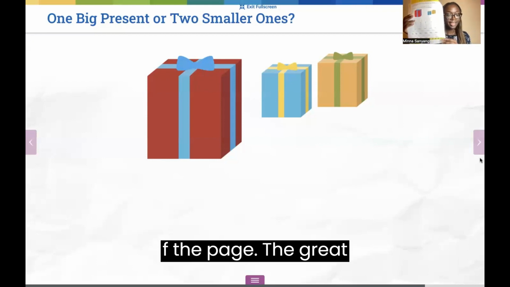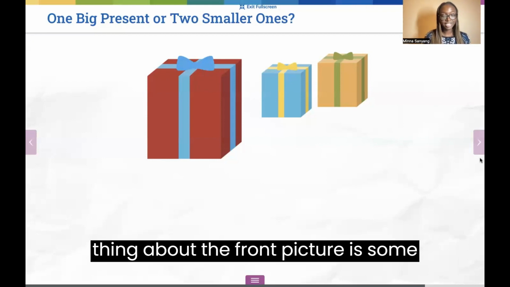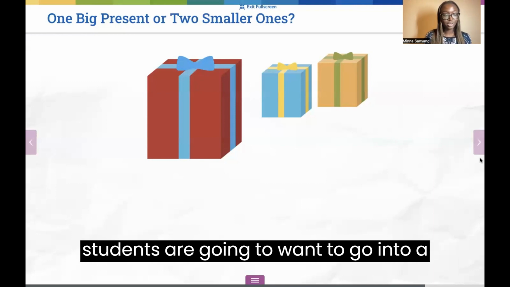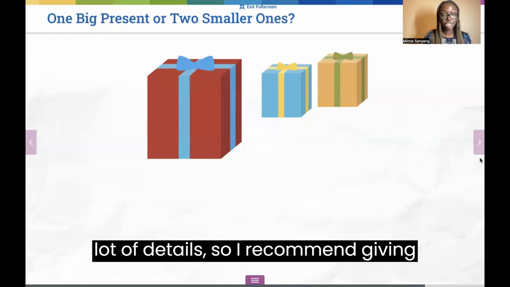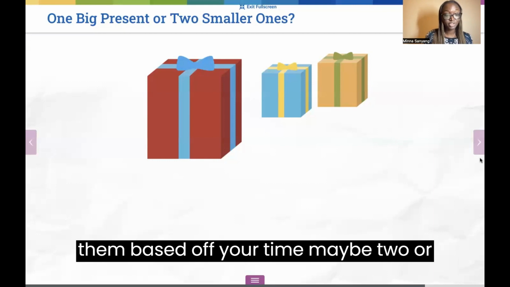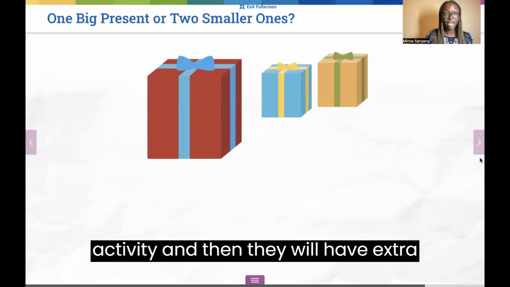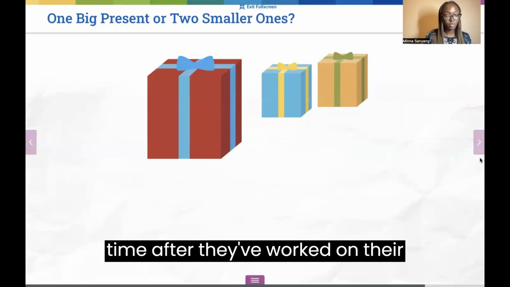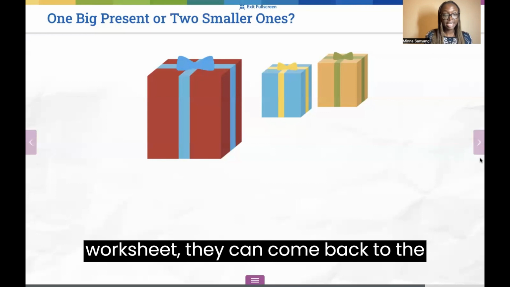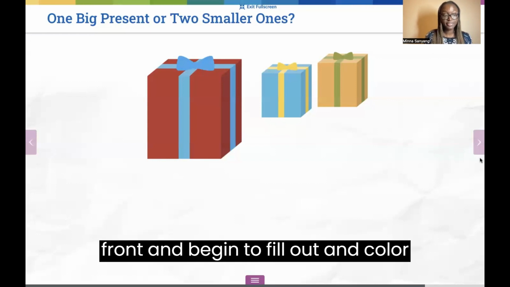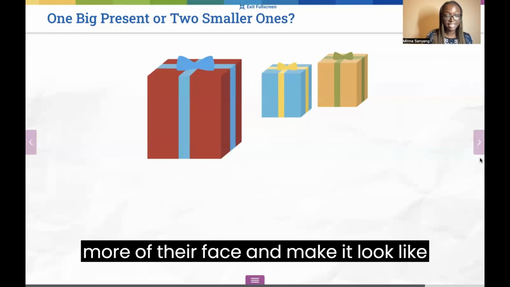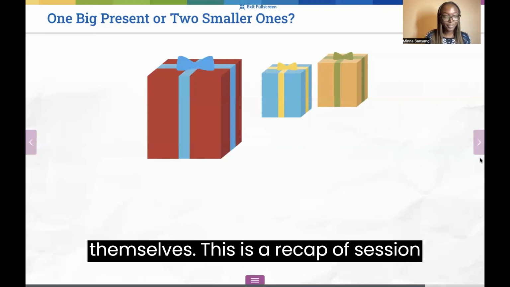The great thing about the front picture is some students are going to want to go into a lot of details. So I recommend giving them, based off your time, maybe 2 or 3 minutes to start this or that activity. And then they'll have extra time after they've worked on their worksheet. They can come back to the front and begin to fill out and color more of their face and make it look like themselves. This is a recap of session 1.